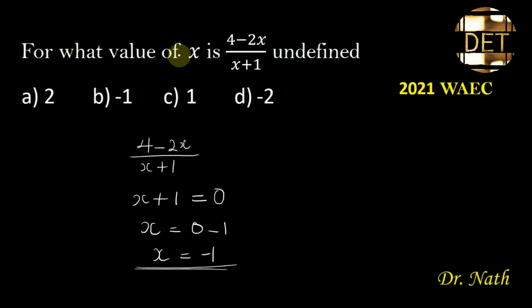So for what value of x is 4 minus 2x all over x plus 1 undefined? Our answer to this 2021 WAEC question is option B. For this expression to be undefined, x must be equal to minus 1.